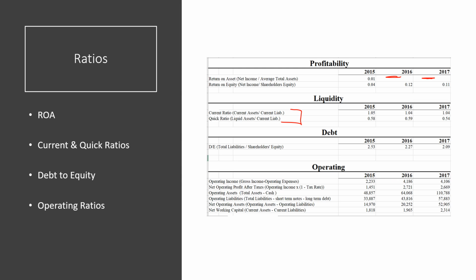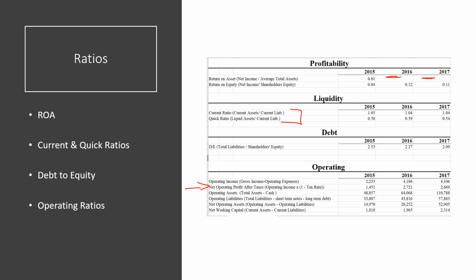And then if we look down here at the bottom, we can see all of these operating ratios: operating income, net operating profit after tax, operating assets, operating liabilities, net operating assets, and net working capital. Essentially, these all tell us different things, but the one I've noticed that people try to calculate, or that is used in multiple calculations, is net operating profit after taxes. It's commonly referred to as NOPAT.